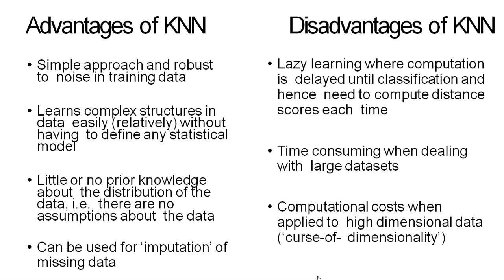And what are the disadvantages of KNN? KNN is lazy, because we need to compute the distance each time, and before that it won't classify by itself. It's time consuming when dealing with large data sets, right? Suppose we have 1,000 or 20,000 data points, how will we calculate? We can't calculate distance each time, right? So its computational cost is high.